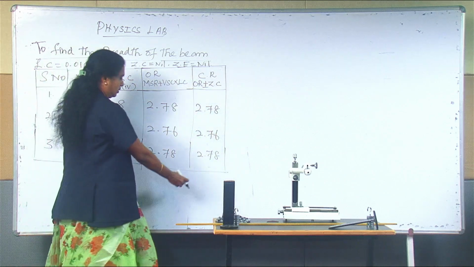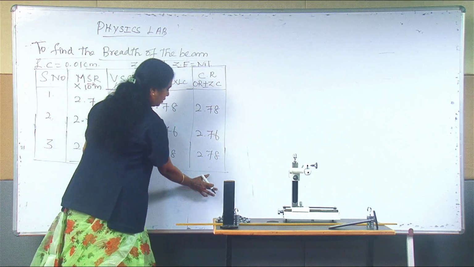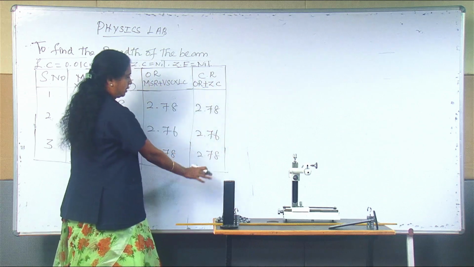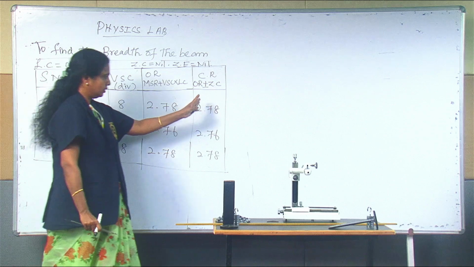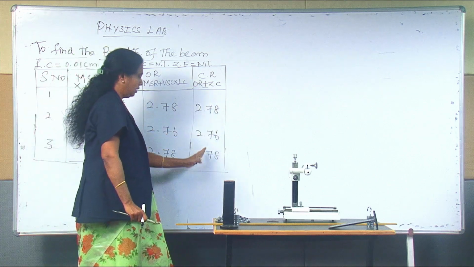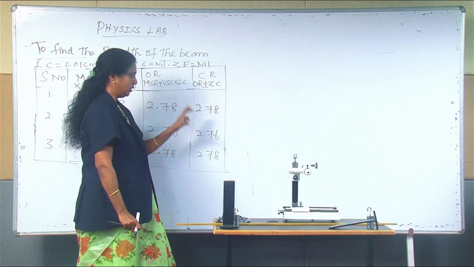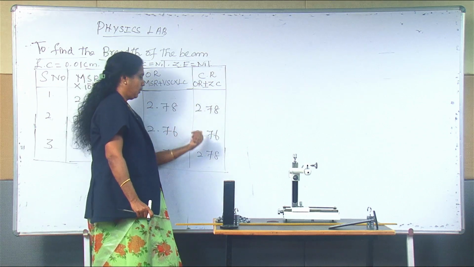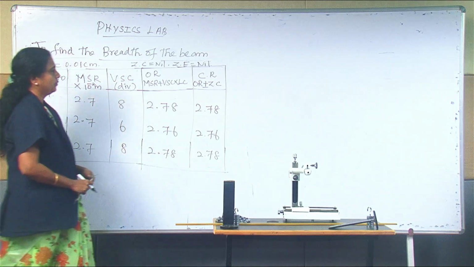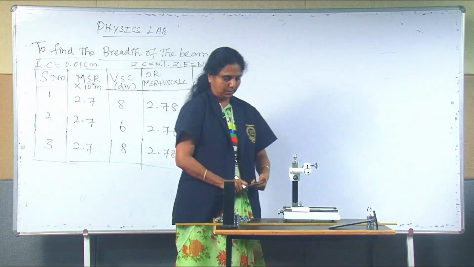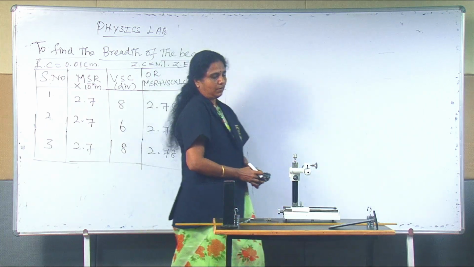So most of the students commit the mistake like this: by simply adding all the values and putting the value as it is, and they call that the breadth of the beam. So don't forget, after adding all the 3 values, whether it is 3 or 5 readings, you have to divide that value by the number of readings, that is 3 or 5. Okay. So this is the vernier caliper, and the next apparatus is the traveling microscope.